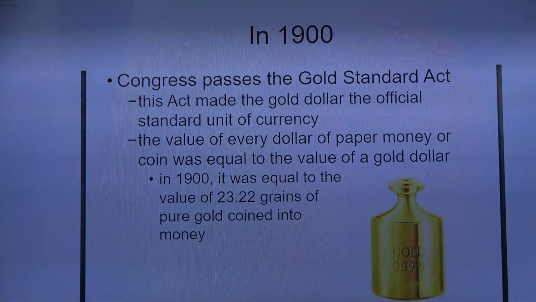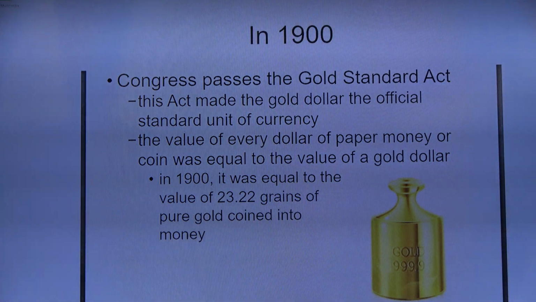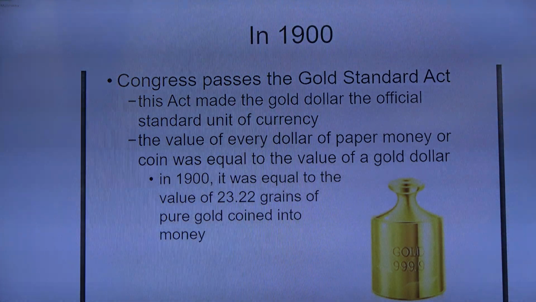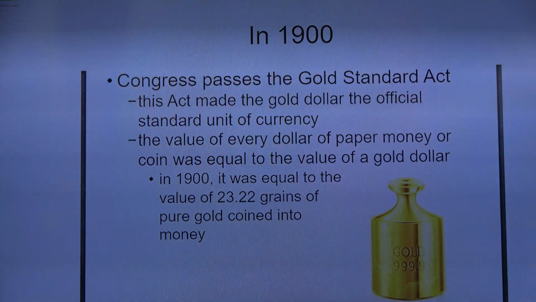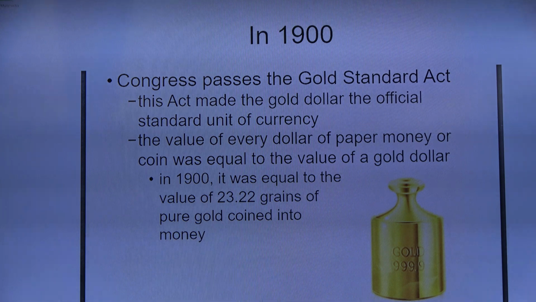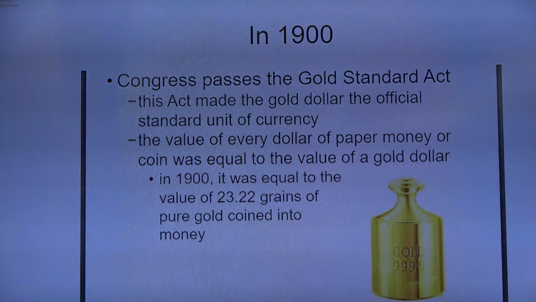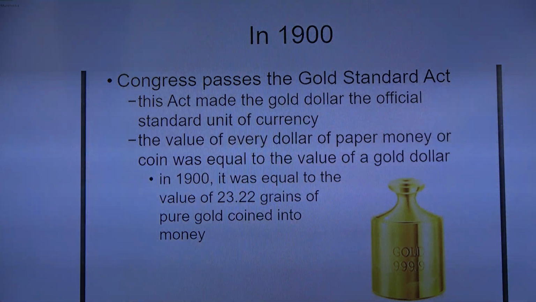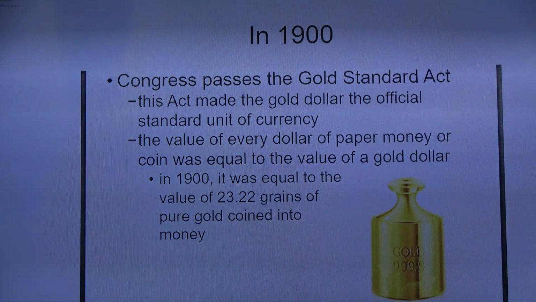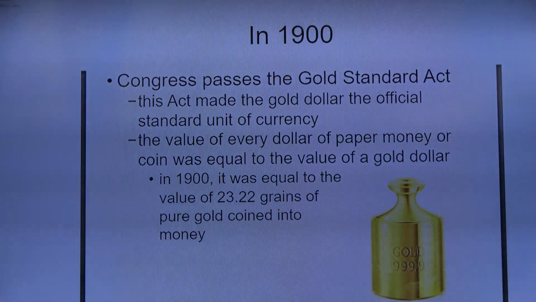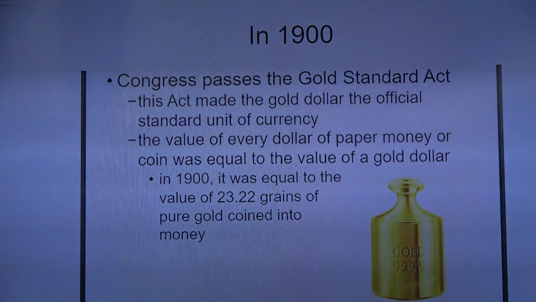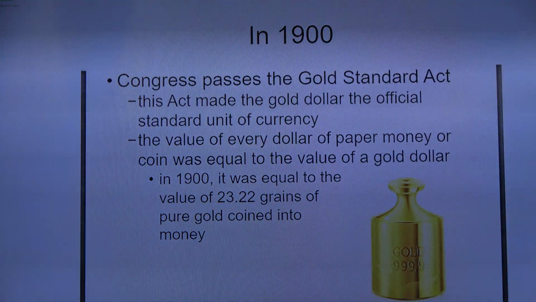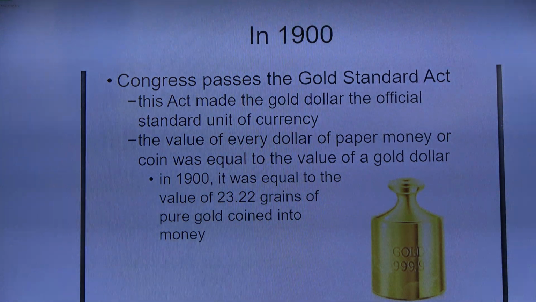In 1900, Congress passes the Gold Standard Act. This made the gold dollar the official standard unit of currency. Gold was the official standard of currency. The value of every dollar of paper money or coin was equal to the value of a gold dollar. It says in 1900 it was equal to the value of 23.22 grains of pure gold coined in money.